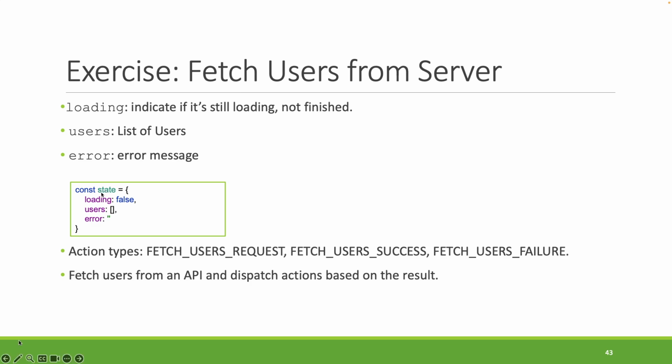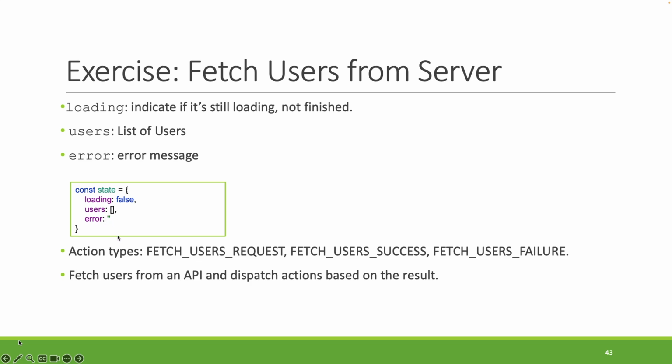And the state I want to maintain is this way. Const state equals, loading false by default. Users by default is an array. Error is a comma, and like that way. So for the synchronous actions, I want to have a fetch user request, which will change the loading to be true. Okay. And fetch user success. In this one, you will see loading is false, and users will contain the user list. Error is empty. And fetch user failed. In this case, we will see loading is false, users is empty, and error is going to contain the error.